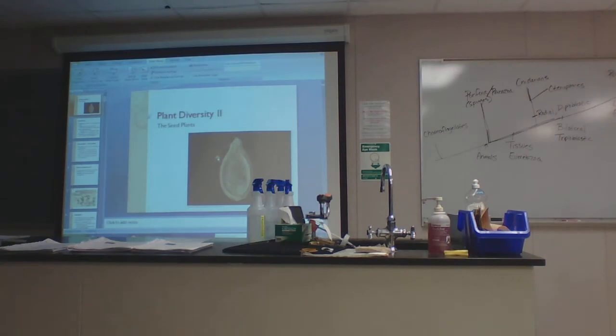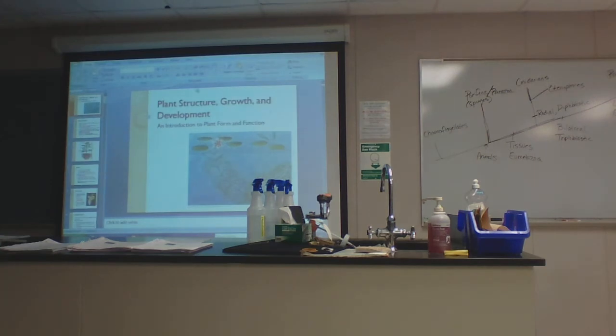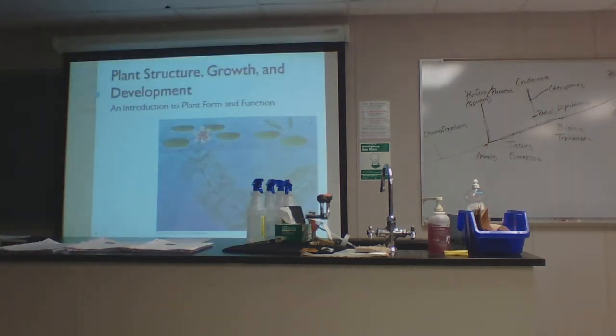Alright. Okay, so next. So this chapter here, this is chapter 35, this talks about roots, stems, and leaves mainly. So, the basic structure of a plant.